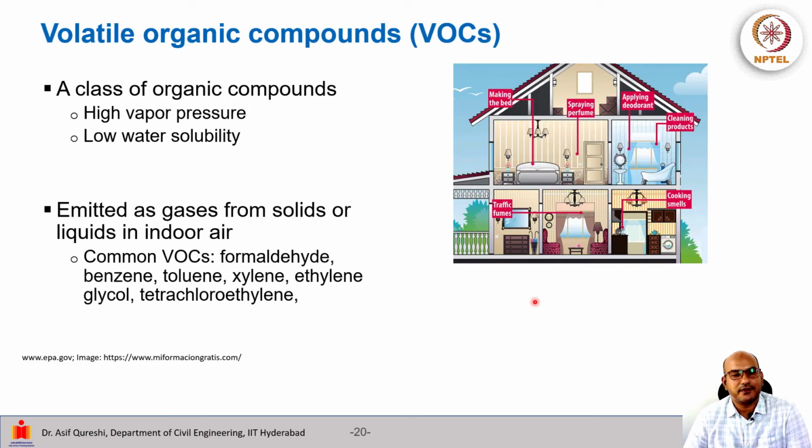Then we have the volatile organic compounds. This is a class of organic compounds which have high vapor pressure and low water solubility. These can be emitted as gases from solids or as liquid aerosols in indoor air. Here we can have different types of sources. We have cleaning products being applied on the wall, and then over time, as the compound is volatile, it vaporizes and we can inhale it, and that's why it's called a volatile organic compound.